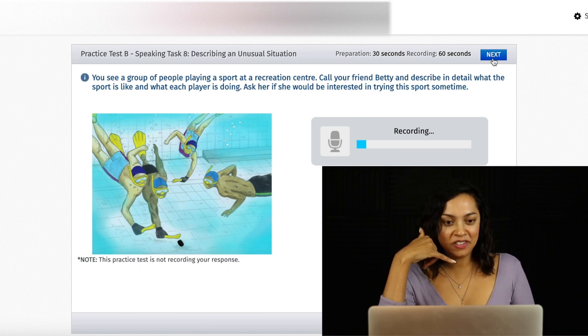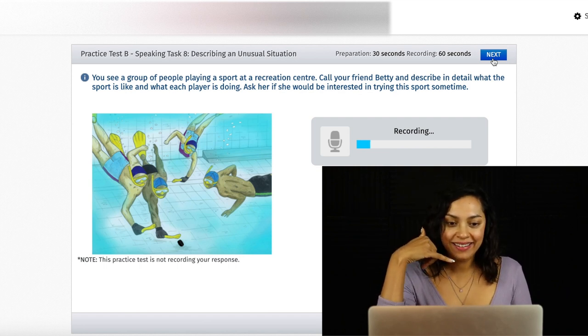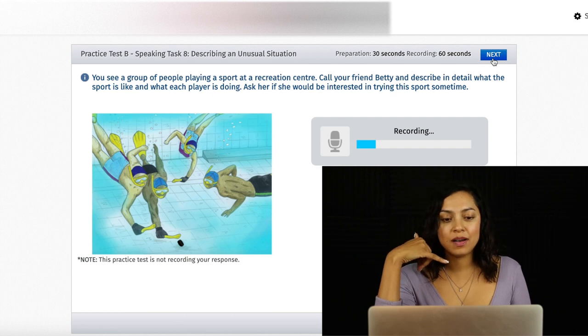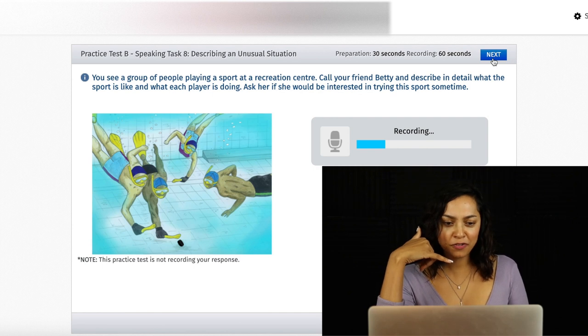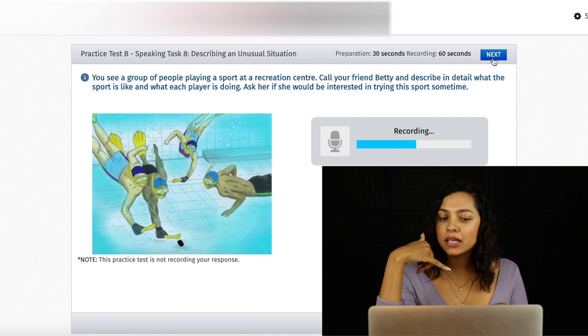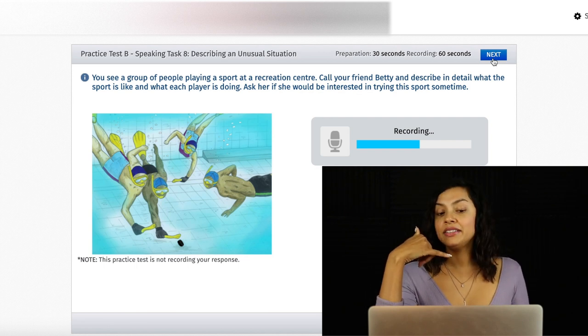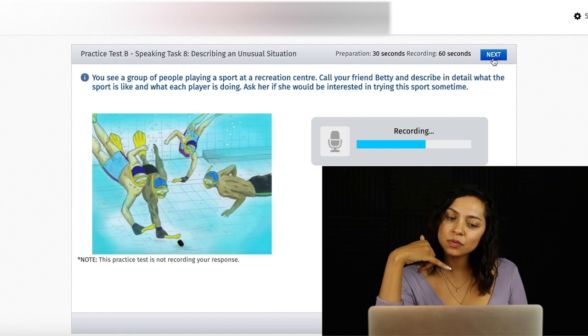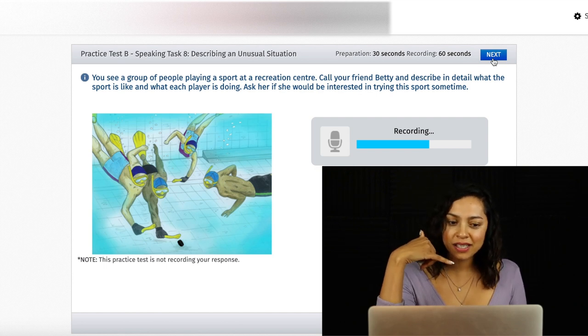Hello, Betty. How's it going? Oh, that's great. Right now, actually, I'm looking at these people playing a scuba diving game, and it looks pretty fun because all of these guys are wearing scuba gear, they have their flippers on, and maybe it's scuba hockey? So that looks pretty fun. Two of the guys are together, so maybe they're on the same team, and the others are trying to get the puck from the other two players. It does look pretty interesting, Betty, so I was wondering, would you want to join me sometime and we can get a team together and we can play scuba hockey?